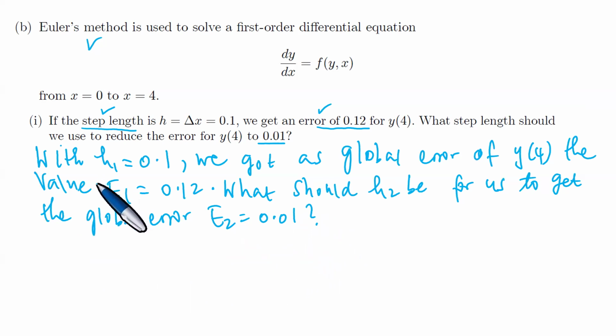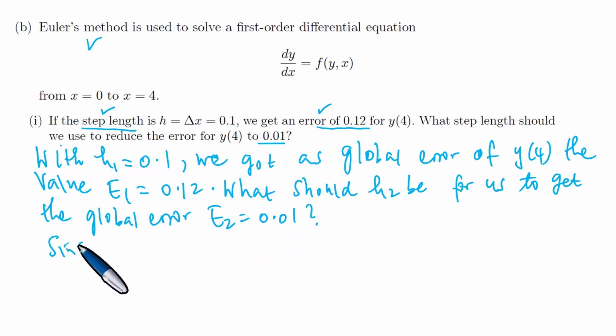Okay, we say with H1 equals 0.1, we got this global error of y at 4, the value error 1, which is E subscript 1, 0.12. What should H2, which is the next step size, what should the next step length be for us to get the global error E2 of 0.01? So we're saying what step length? So we need the step length H2.